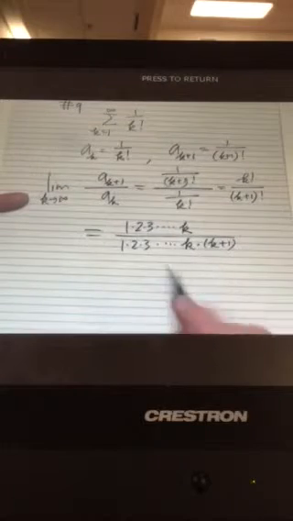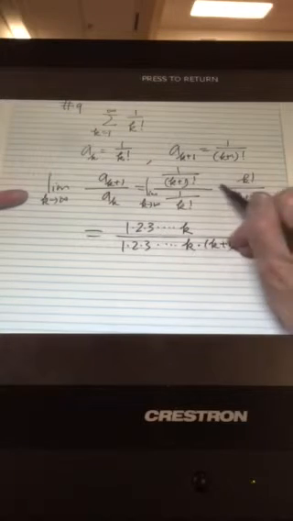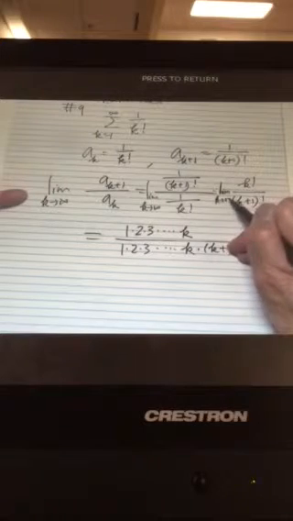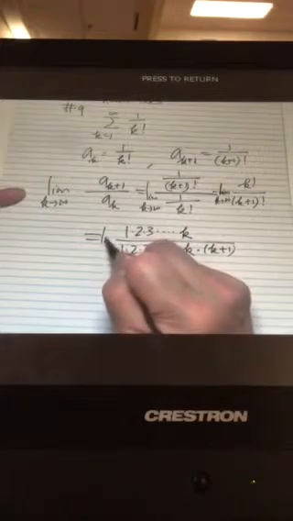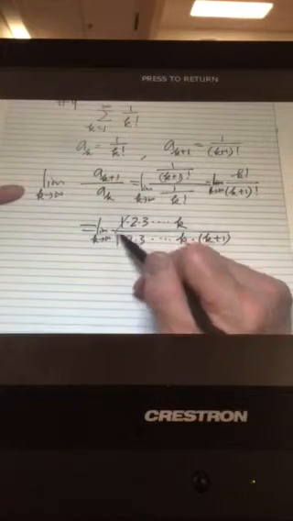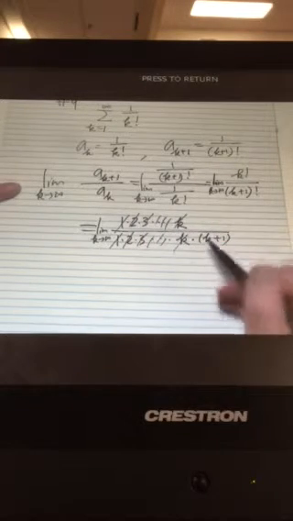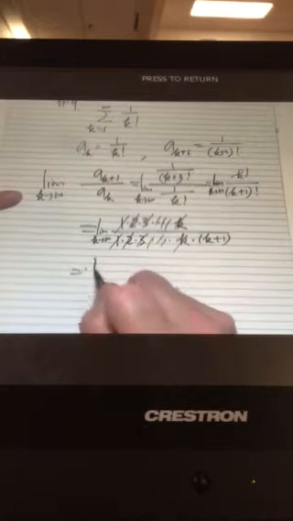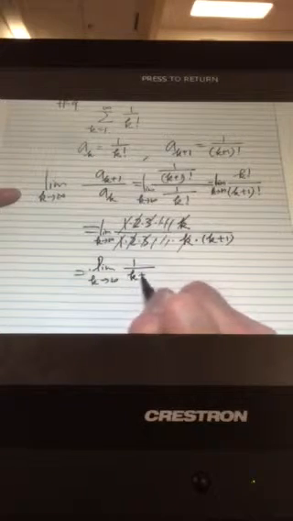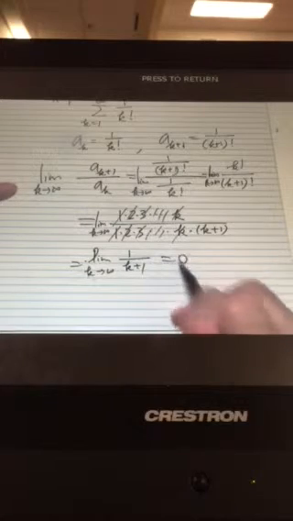Alright, so I'm taking the limit of this, and the limit of this. Well, let's cancel things. Those cancel, and the only thing left over is 1 over k plus 1. When k goes to infinity, 1 over k plus 1 goes to 0.